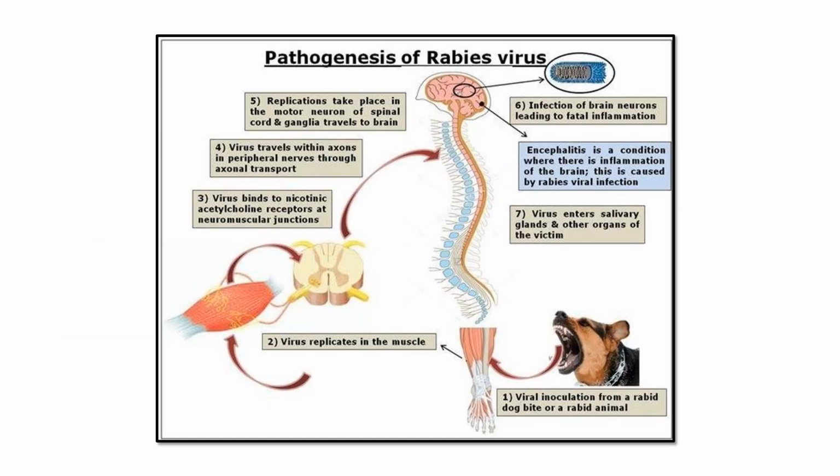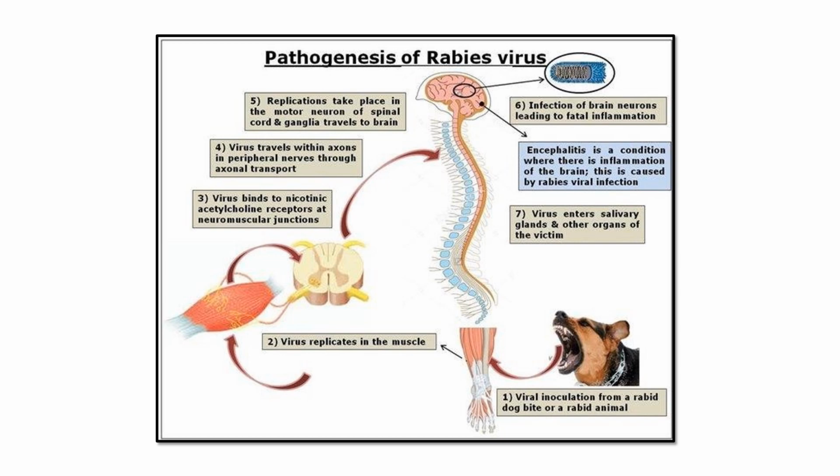So this slide will explain the pathogenesis of rabies virus with the help of the diagram. The first step is the viral inoculation from a rabid dog bite or a rabid animal. In this case, the rabid animal is the dog, and the dog has bitten the human on the foot. From there, the virus replicates in the muscle of the leg, and the virus will travel retrograde through the axonal transport to the central nervous system.